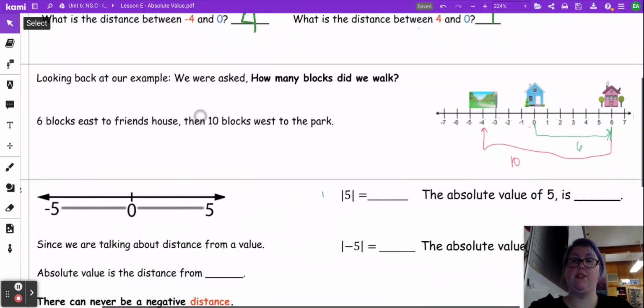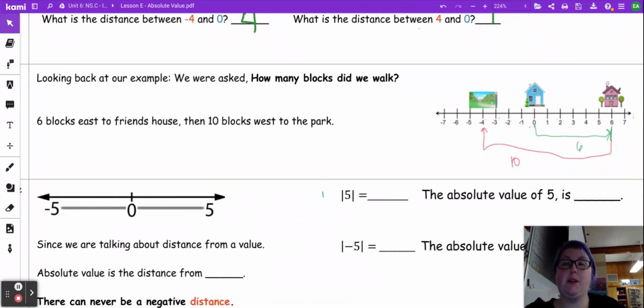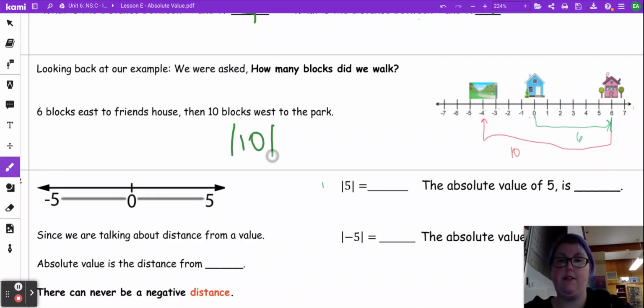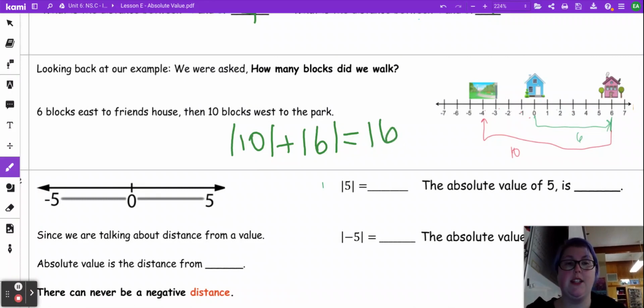So now let's look at our example from a previous video. How many blocks did you walk? You walked 6 blocks east to the friend's house, then 10 blocks west to the park. So we have 6 and 10 labeled here. The absolute value of each, and we add them together, we get you walked a total of 16 blocks.